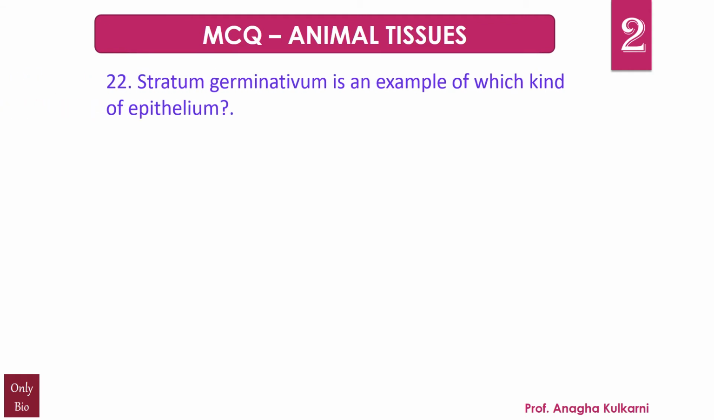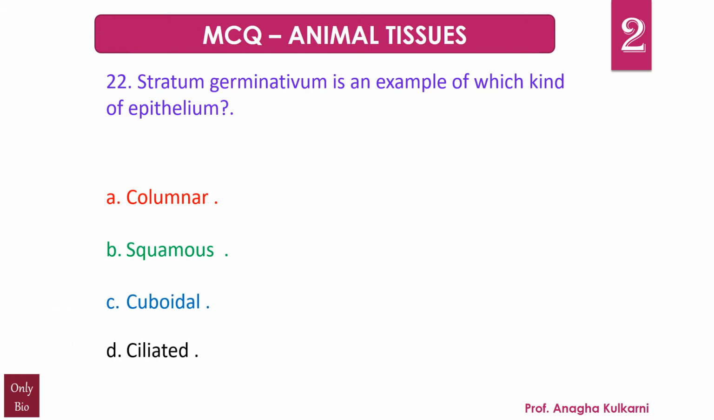Question number 22. Stratum germinativum is an example of which kind of epithelium? A. Columnar. B. Squamous. C. Cuboidal. D. Ciliated. And the correct answer for this question is A.